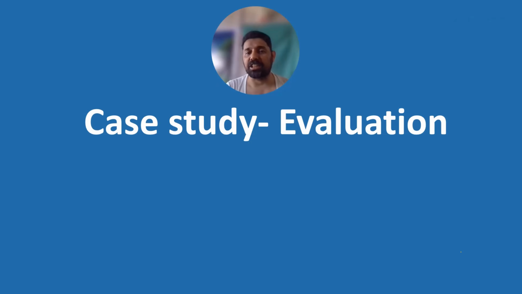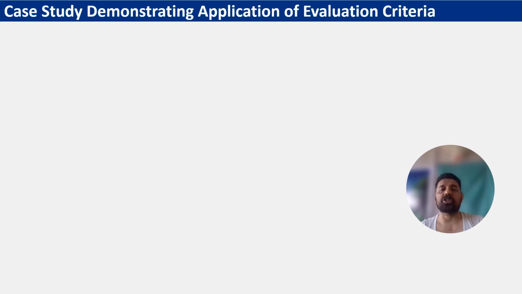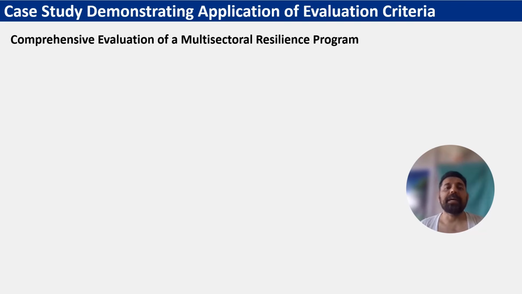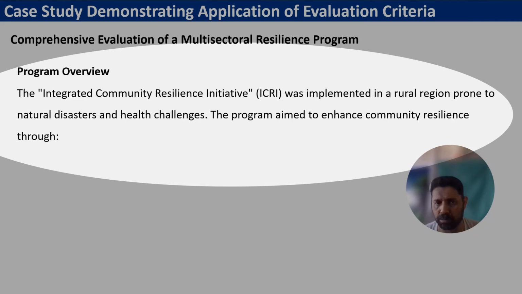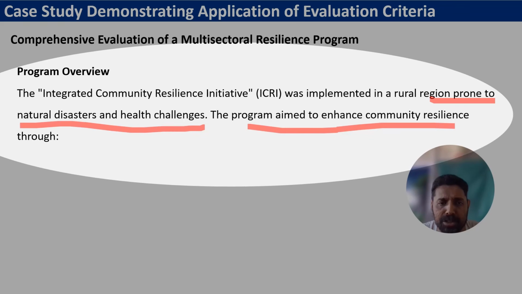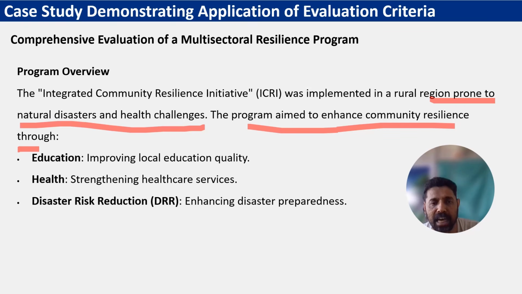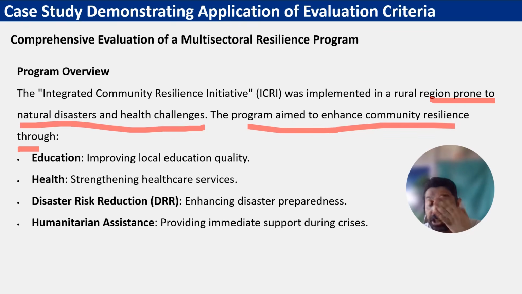Let's discuss a case study here. In this case study, I will demonstrate application of evaluation criteria: a comprehensive evaluation of a multi-sectoral resilience program. For example, there is a multi-sectoral resilience program, and we are going to evaluate that project. Program overview: the Integrated Community Resilience Initiative was implemented in a rural region prone to natural disasters and health challenges. The program aimed to enhance community resilience through education, health, disaster, and humanitarian assistance.